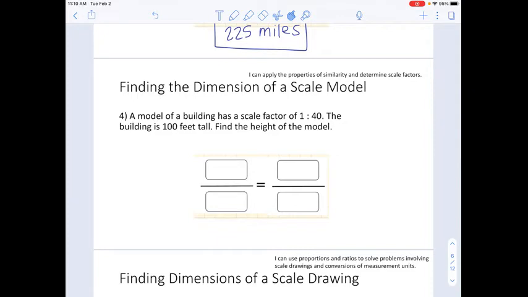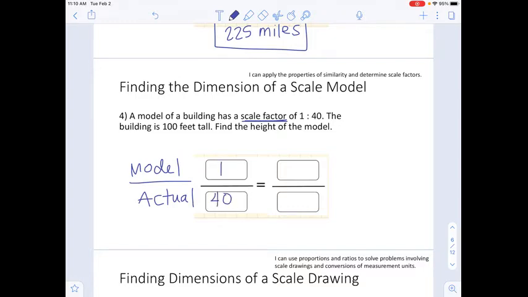Okay, this one says find the dimension of a scale model. So it says the model of a building has a scale factor of 1 to 40. The building is 100 feet tall. Find the height of the model. So again, whenever we're working with scale or scale factor, model over actual. Here the scale factor is 1 to 40, which tells me that they both have the same units. So I'm going to write this as 1 over 40.